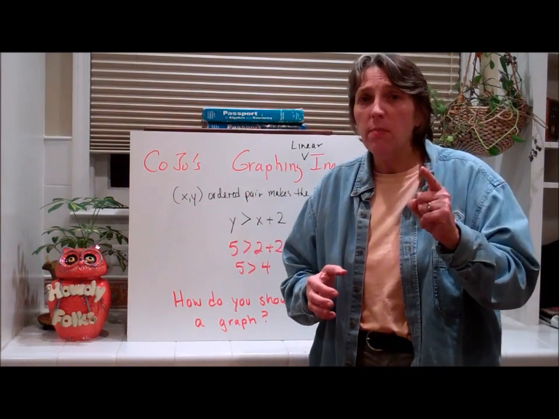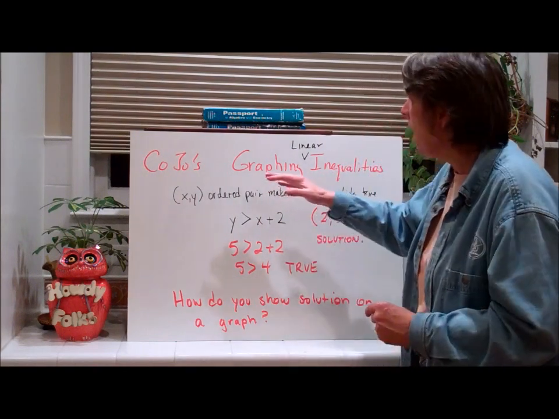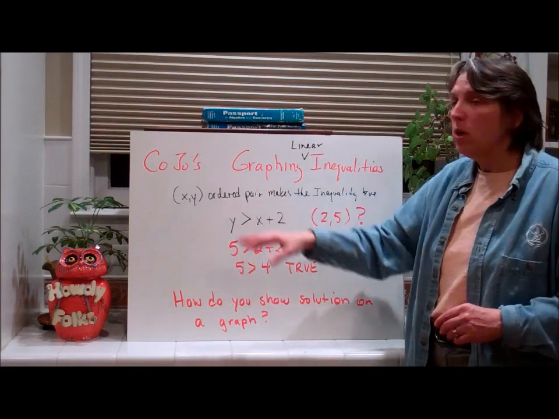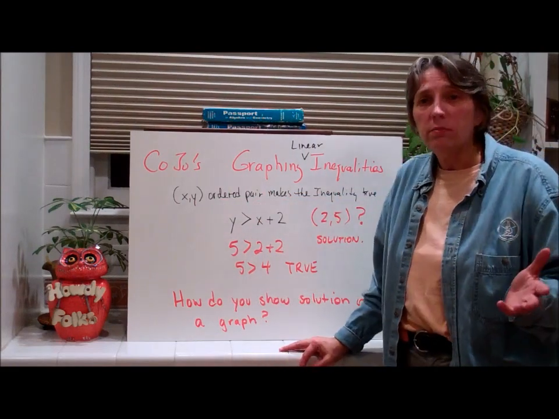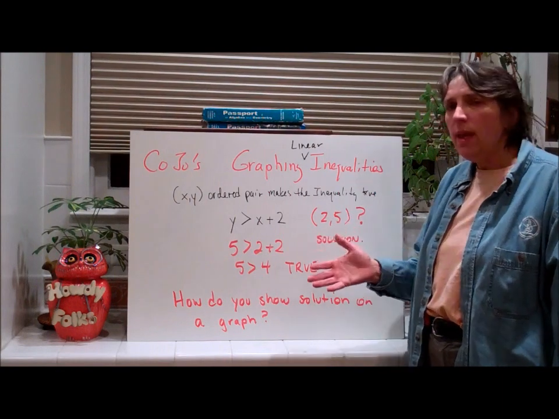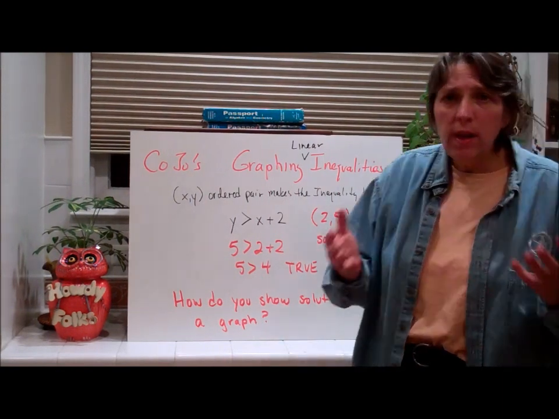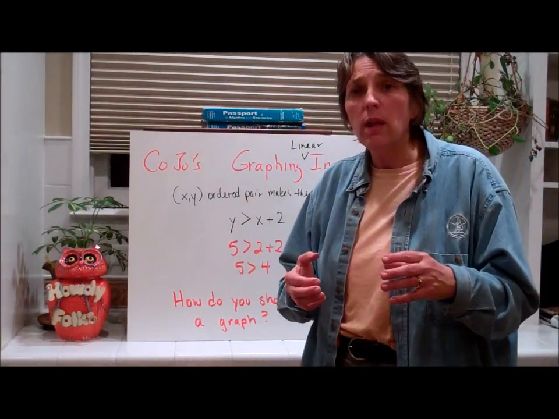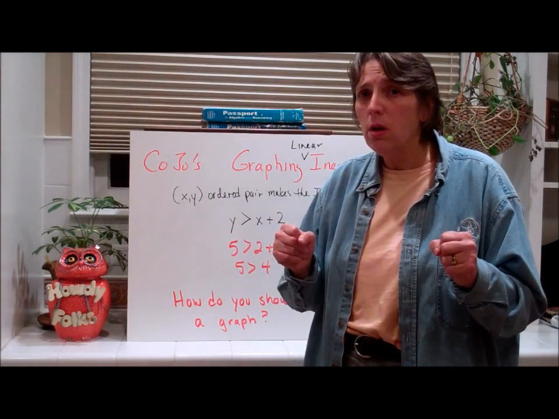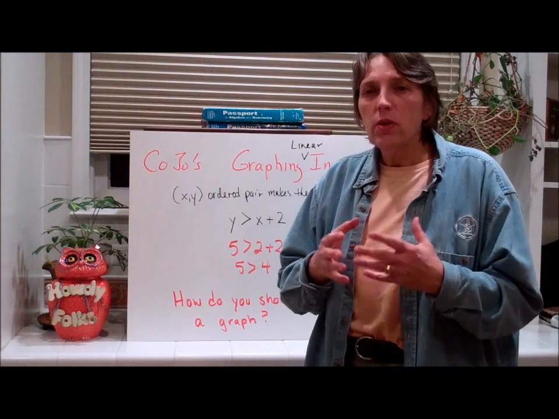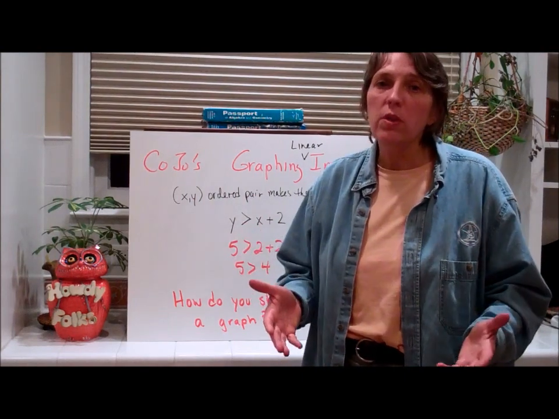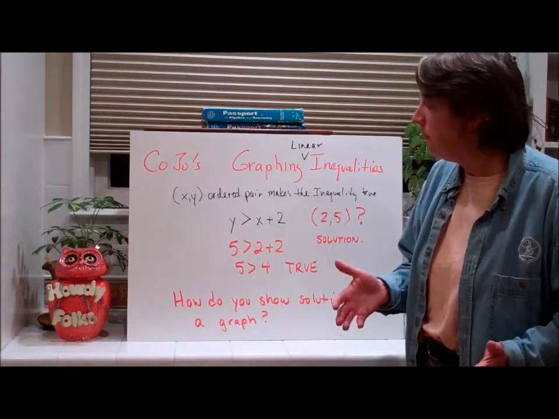I want you to keep that in mind as we're going and talking about graphing linear inequalities, which means that we're going to be graphing with x and y, the ordered pair. And what it means is that we take any ordered pair and we plug it into a linear inequality, which means both variables are to what power? To the first power. If x is to the first power and y is the first power, you're dealing with a linear inequality.